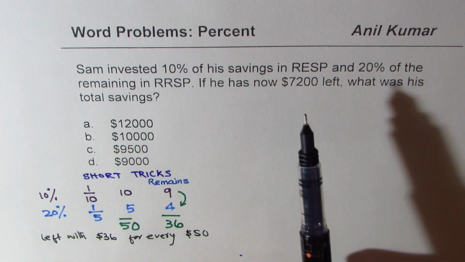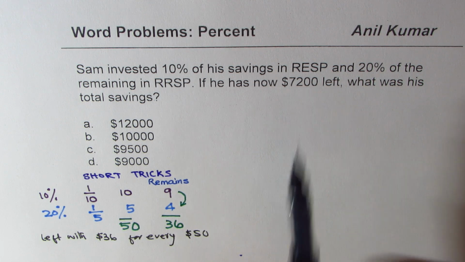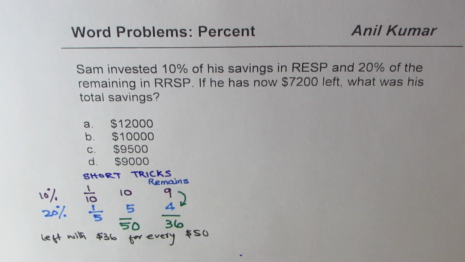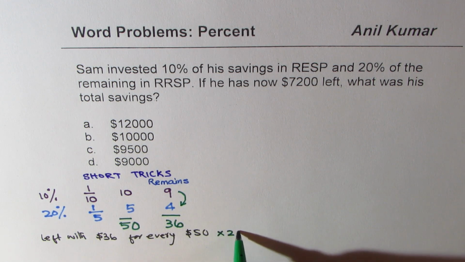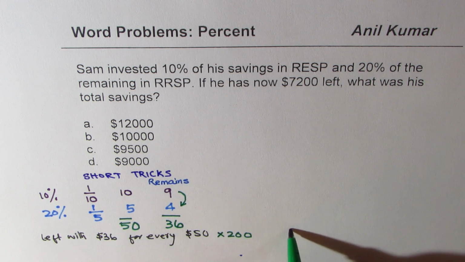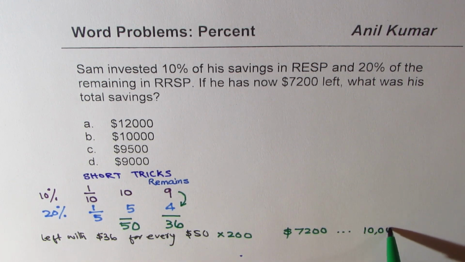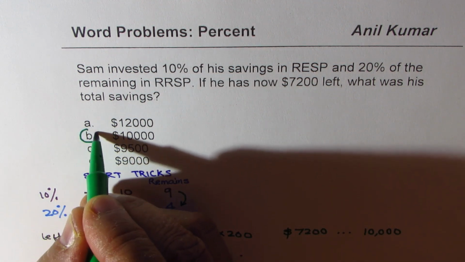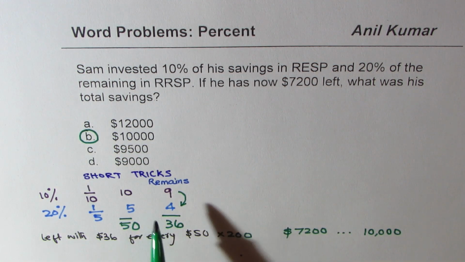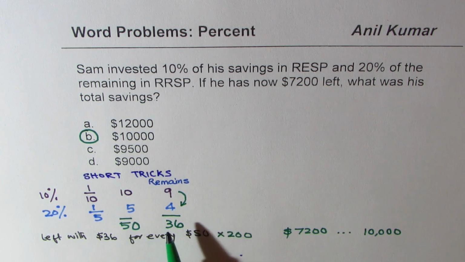So in our case, we have a number which is 7,200, right? So how do you get 7,200 from 36? You have to definitely multiply it by 200. So when you do that, you get $7,200, and what remains is 50 times 200, which is 10,000. And therefore, the answer is B. Is that clear? So these simple steps can actually help you find the solution in no time. Try it out with some more questions.